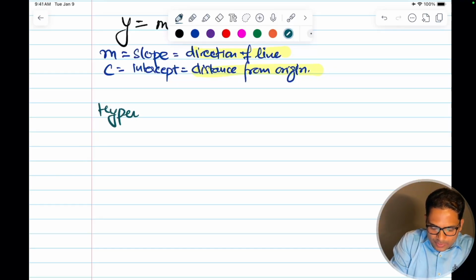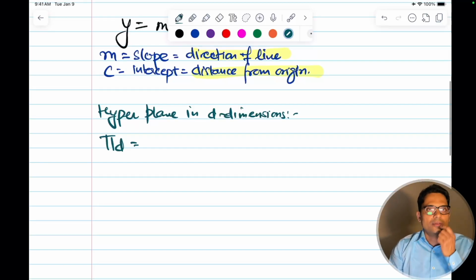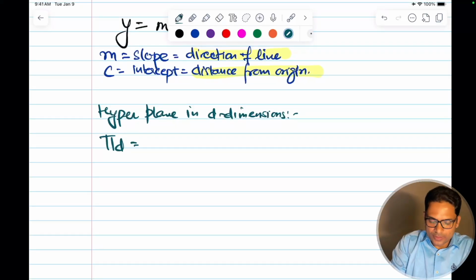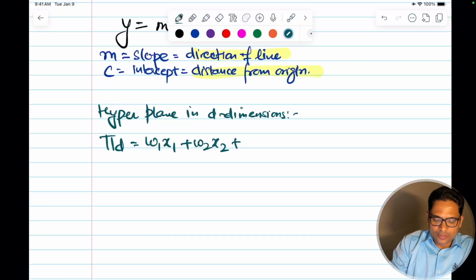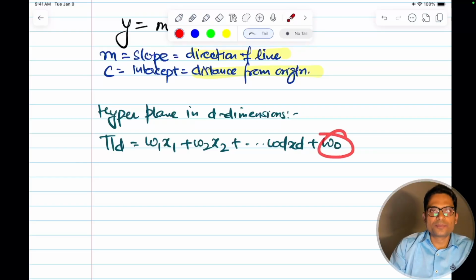So the equation of a hyperplane in d dimensions is given by pi d. This is the notation. This is equal to w1 x1 plus w2 x2, these are all the coefficients around all the dimensions, and so on till wd xd, plus the distance from the origin, the constant.